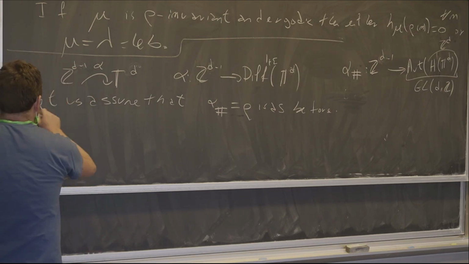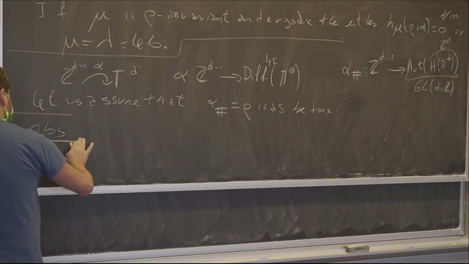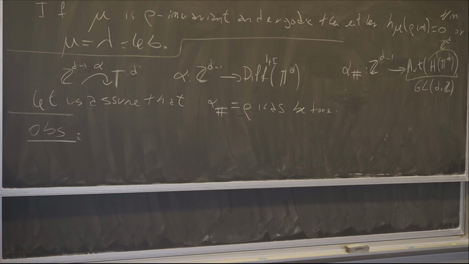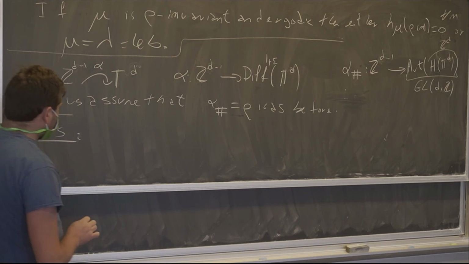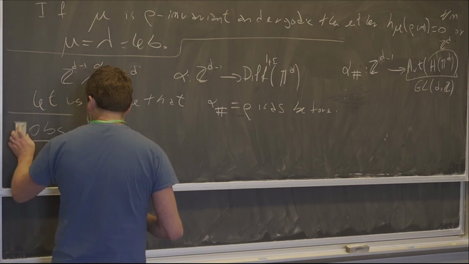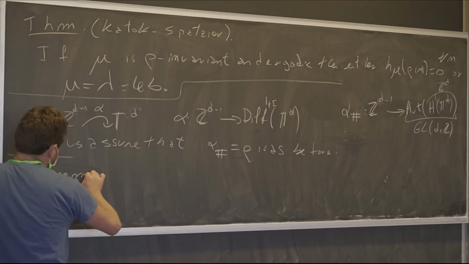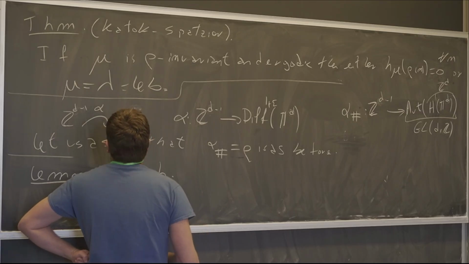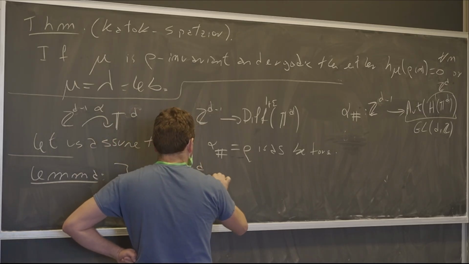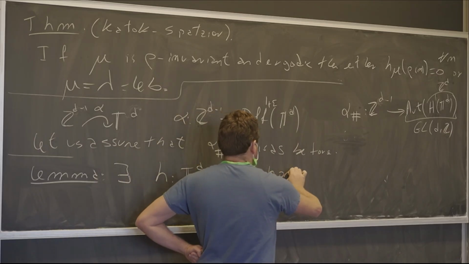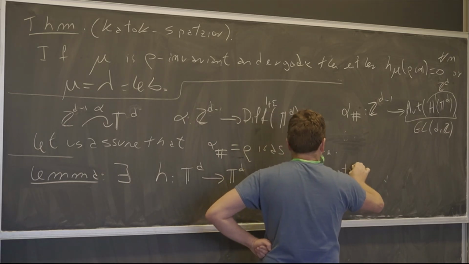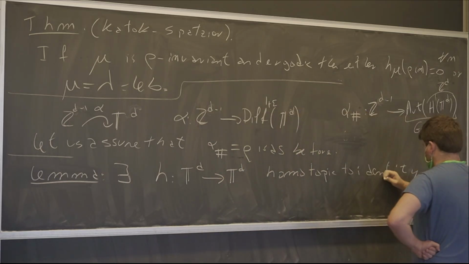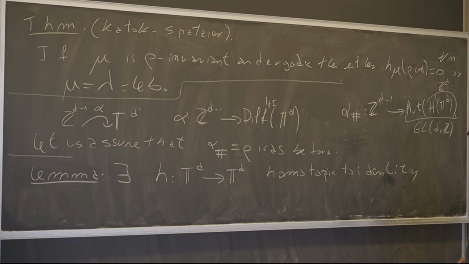Now comes just a simple observation, which is the following. Well, actually, this is not an observation, this is a lemma first, and then I have the observation. There exists H from TD to TD, homotopic to the identity, and Hölder continuous, and is essentially unique. So I will eventually give an explicit formula for this H.